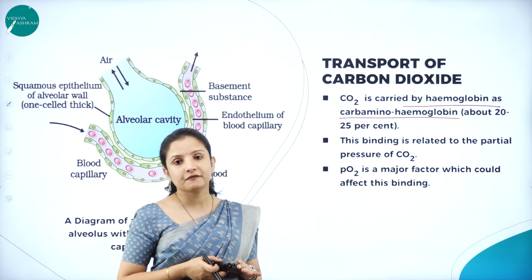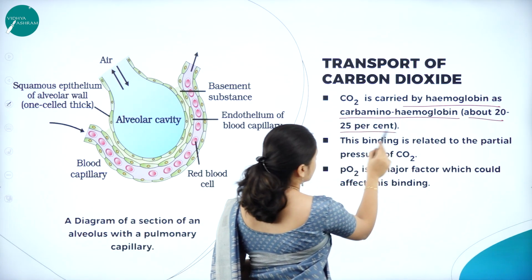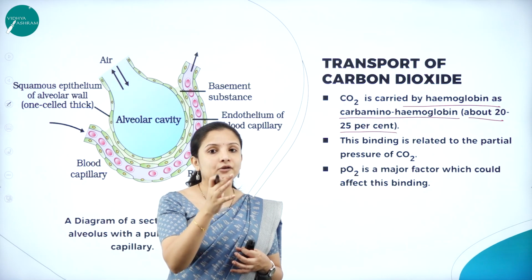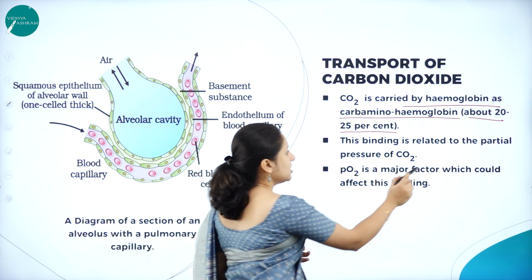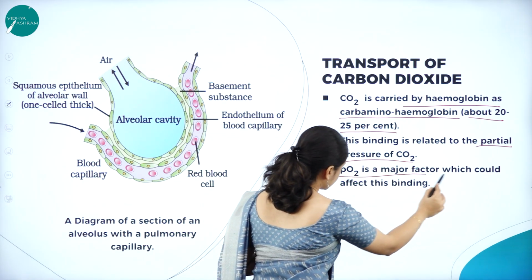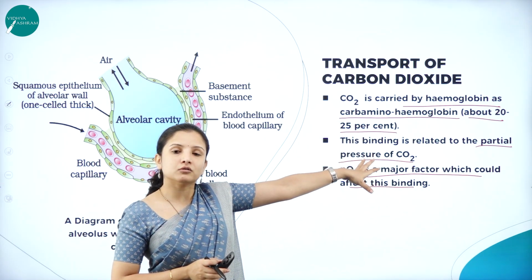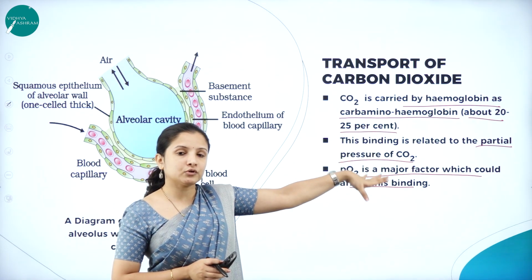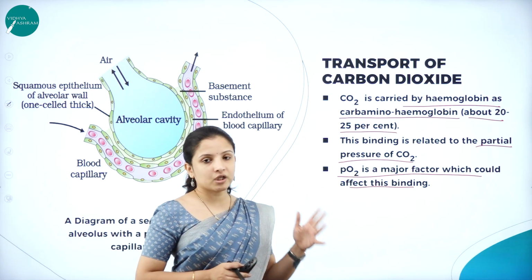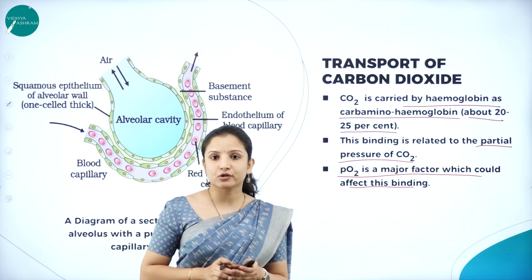And what percentage of carbon dioxide can the hemoglobin carry? It is only 20 to 25%. How much carbon dioxide can bind to the hemoglobin depends on the partial pressure of carbon dioxide, and partial pressure of oxygen is also a major factor which can affect this binding. Temperature and hydrogen ions do not contribute here. How much carbon dioxide can bind to the hemoglobin to form carbaminohemoglobin will be decided by the partial pressure of carbon dioxide and the partial pressure of oxygen.